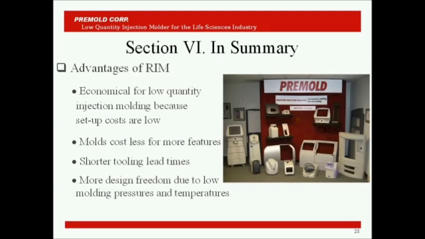Third, tooling lead times are shorter. Rim tooling lead times are shorter because basic-grade aluminum molds are machined faster. This reduces tooling costs and optimizes speed to market. Lastly, RIM provides more design freedom due to its low molding pressures and temperatures. Since RIM is a low-pressure, low-temperature process, designers save time and money because they don't have to struggle finding ways to core out difficult geometries or avoid thick walls, tall bosses, or undercuts. All these features are easy to design using the RIM process.